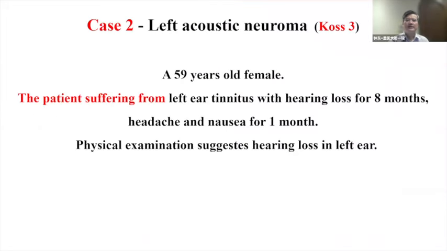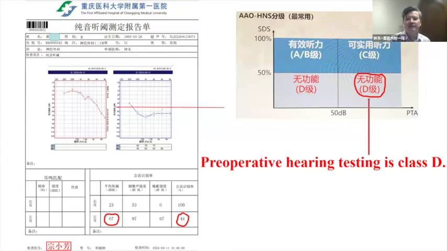Case 2, left acoustic neuroma, Koos grade 3. The patient suffered from left ear tinnitus with hearing loss for 8 months, headache and nausea for 1 month. Physical examination suggests hearing loss in left ear. Preoperative hearing test is class D.